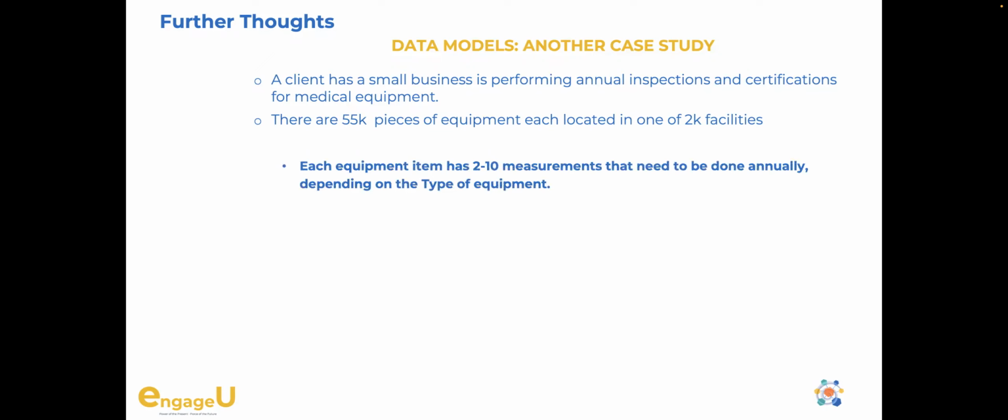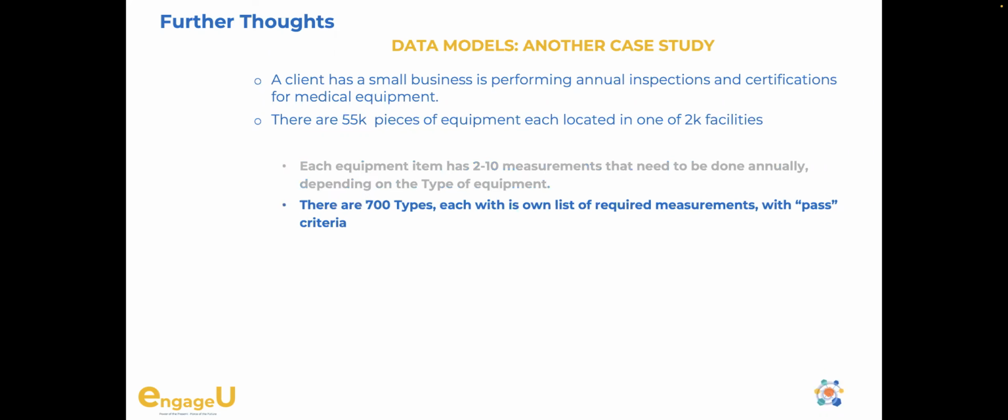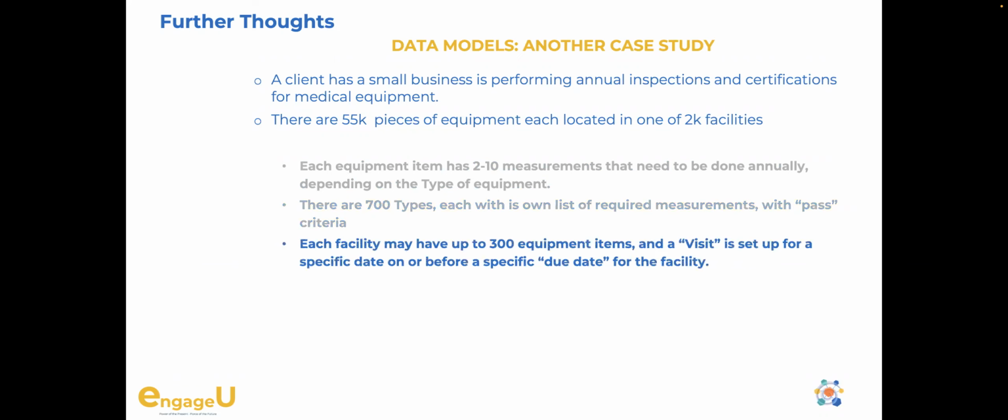Each equipment item has 2 to 10 measurements that need to be done annually, depending on the type of the equipment. Different manufacturers might make a blood pressure monitor, but a blood pressure monitor has a specific set of measurements that must be done annually to check it's working properly. There are 700 equipment types, and each has its own list of required measurements with the pass criteria for that equipment type. Each facility may have up to 300 equipment items, and a visit is set up for a specific date on or before a specific due date for that facility.